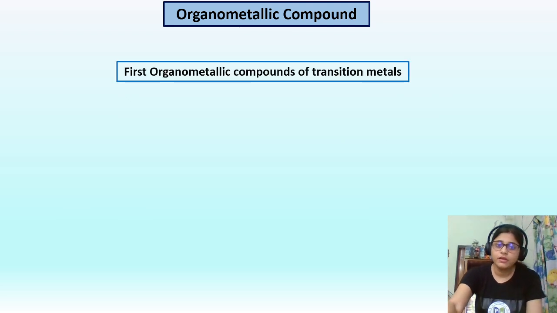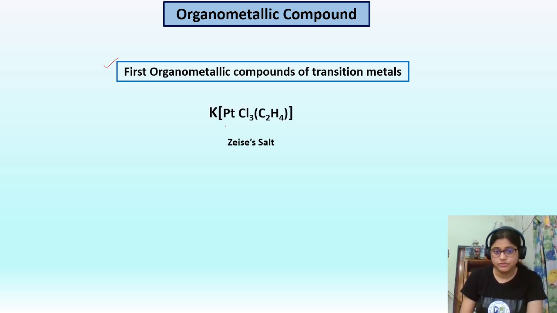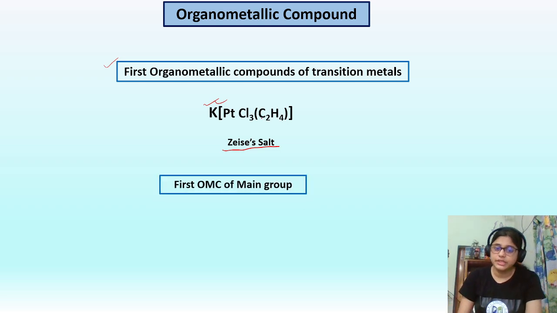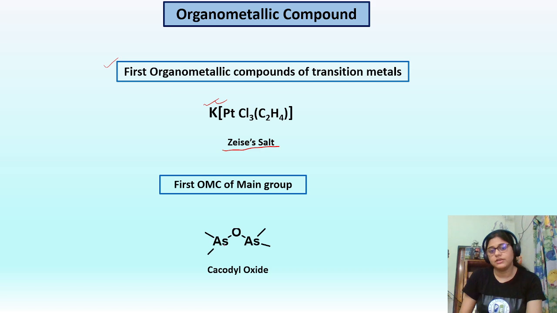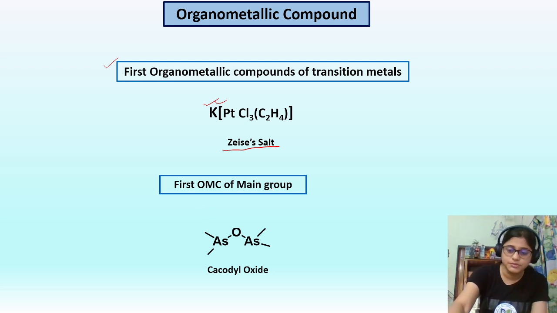Now, this is only for your general knowledge. The first organometallic compound of a transition metal was the Zeise's salt. Okay, this is the formula of Zeise's salt. And the first OMC, organometallic compound, of a main group element is cacodyl oxide. Okay, this is arsenic, oxygen, and arsenic, with the CH3 bond there. So this is the first OMC of the main group.